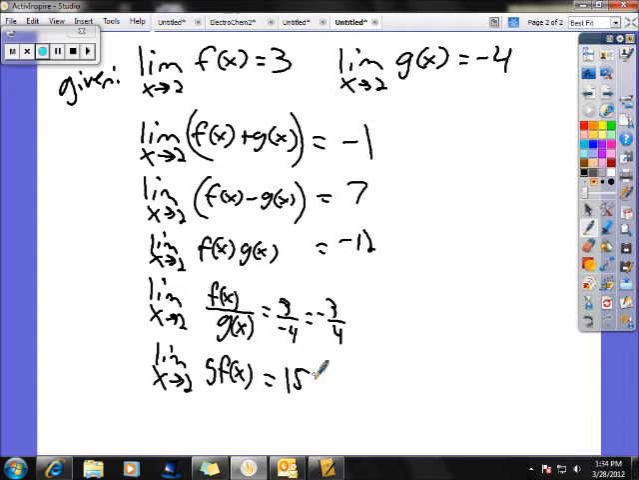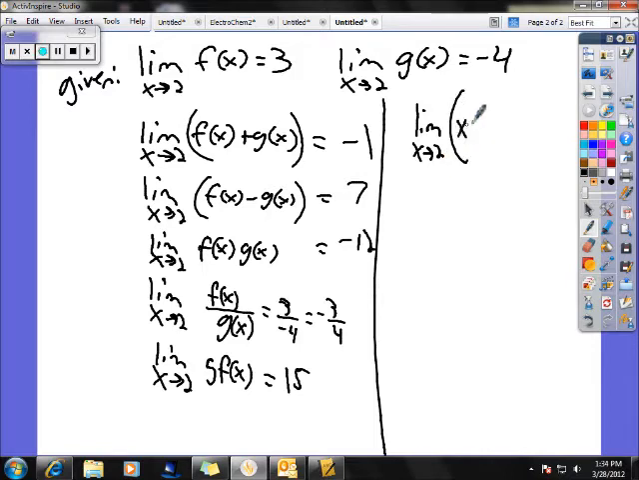This might seem really easy, but we're going to make it a little more complicated with something like this. The limit as x approaches 2 of x f of x plus 6 g of x plus 10. Okay, so that's more along the lines of what you're going to have to do.